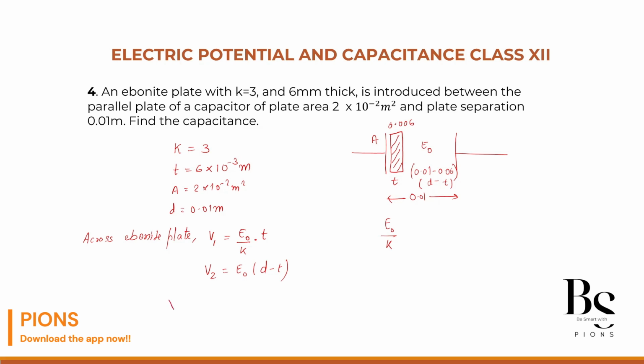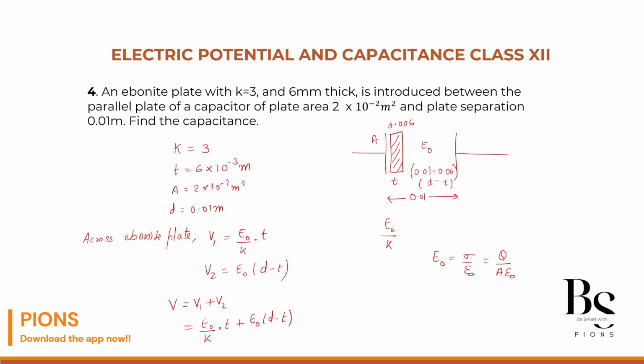What will be the net potential? The total potential will be V, which is equal to V1 plus V2. If the net voltage is V1 plus V2, V1 is E naught upon K into thickness T plus E naught into D minus T. And what is the electric field between any parallel plate capacitor? Let me remind you, it is nothing but sigma by epsilon naught. What is sigma? Surface charge density, which is charge per unit area.